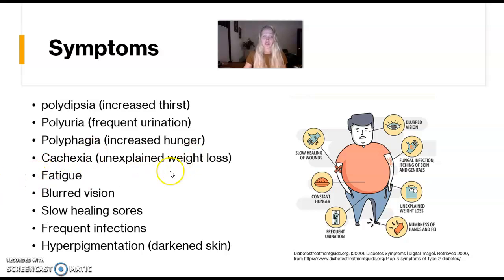You're also going to be losing weight, and it's going to be unexplained. You're not going to be changing your diet or your exercise routine, and that's called cachexia. You're going to be fatigued, with blurred vision, slow healing sores, and frequent infections, along with hyperpigmentation, and that means darkened skin, and it oftentimes occurs on the back of the neck.